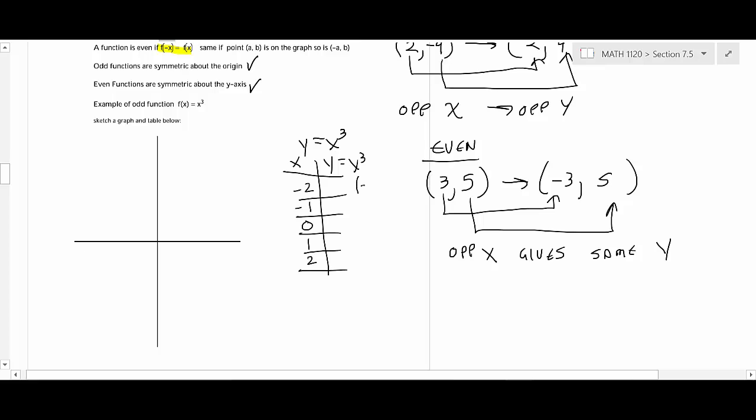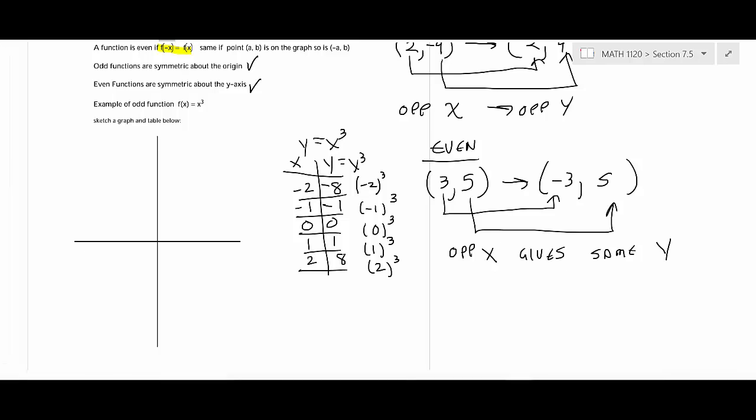So we're going to do negative 2 to the third, which is what? Negative 8. Negative times negative times negative is negative, right? What's negative 1 to the third? Negative 1, right? 1 times 1 times 1 is 1. What is 0 to the third? 0. 1 to the third? 1. 2 to the third, 2 times 2 times 2 is 8, okay? So this is an example of how an odd function works.